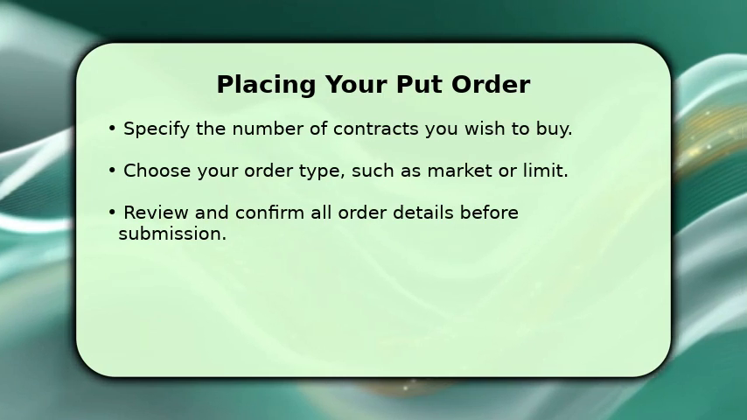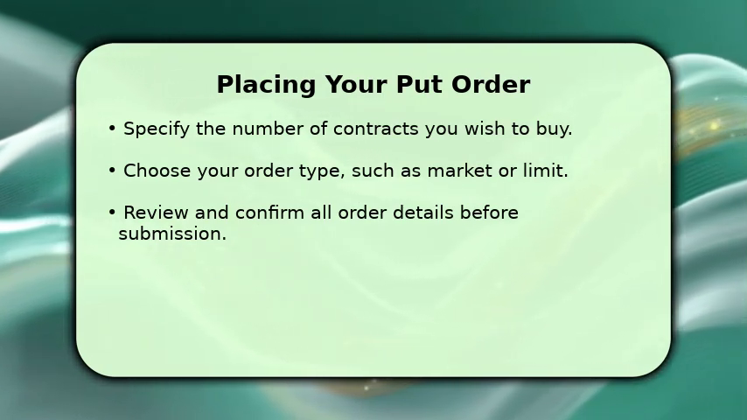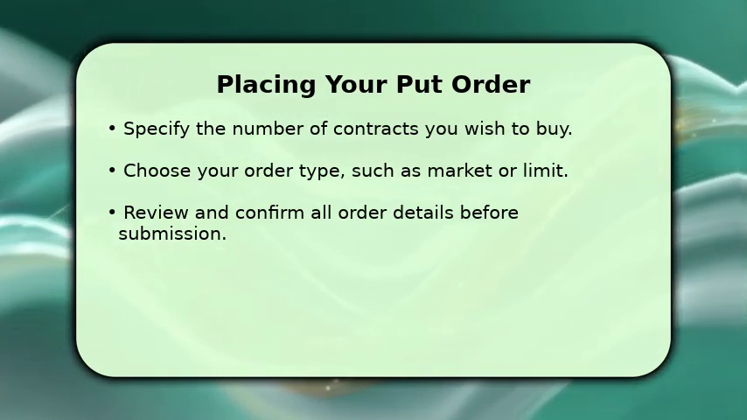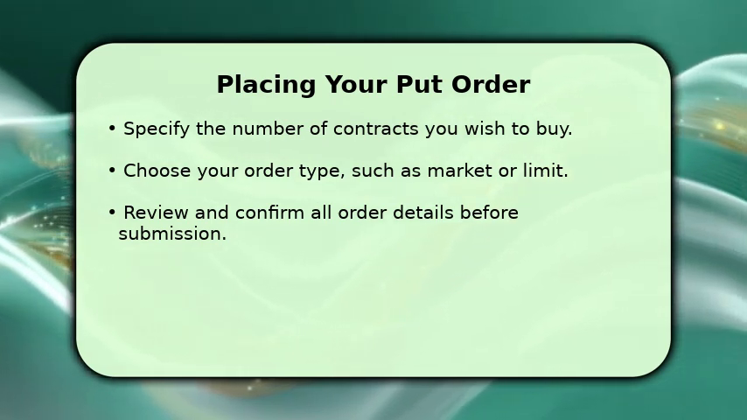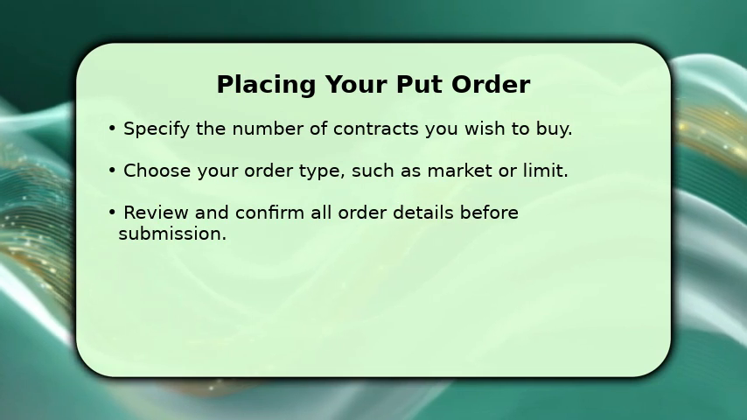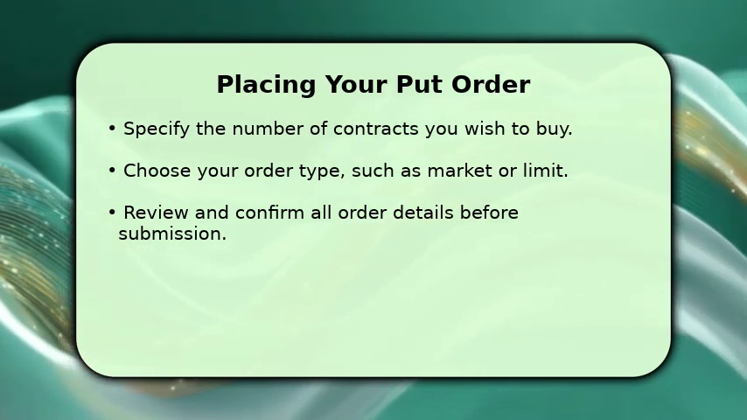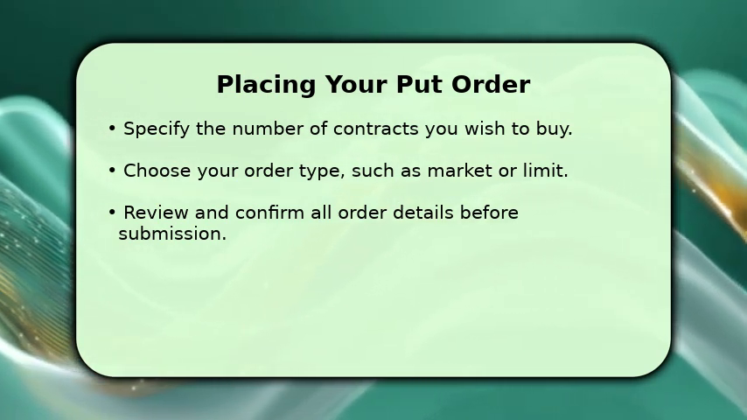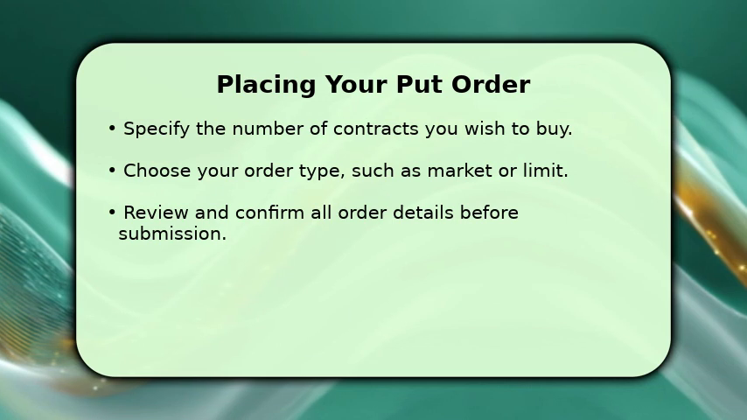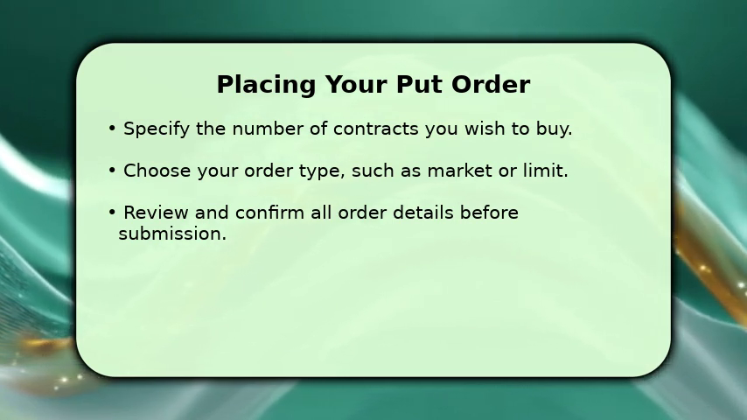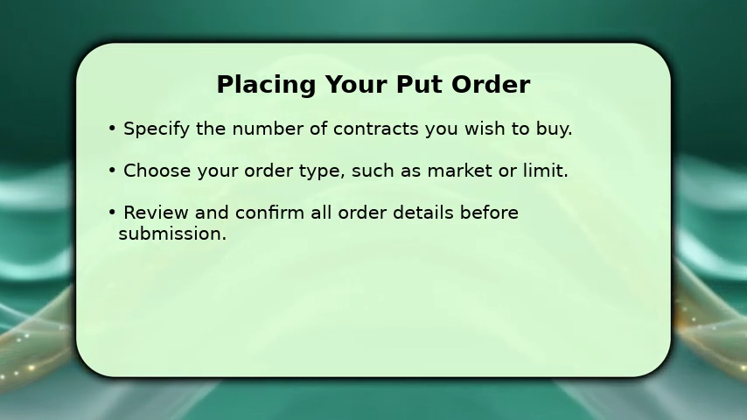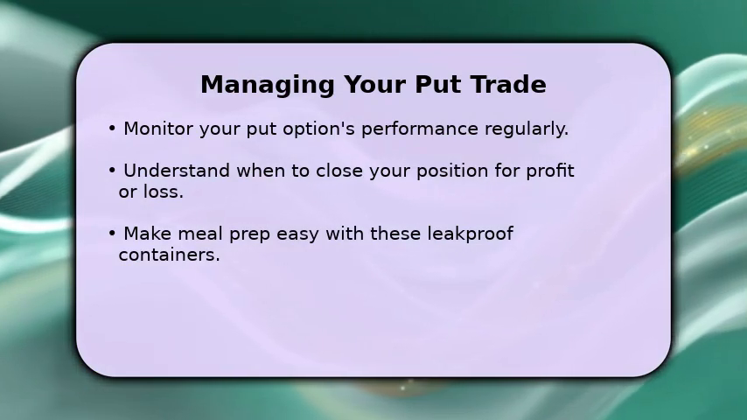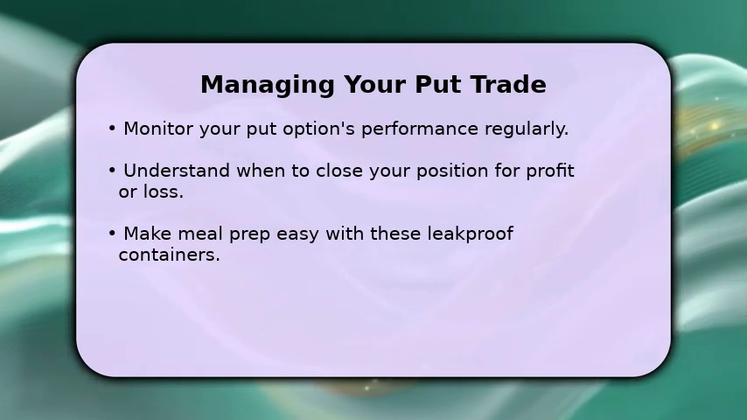After selecting your desired put option, click on the Ask Price to initiate an order. A new order entry window will appear. Here, you'll specify the number of contracts you want to buy. Each contract typically represents 100 shares of the underlying stock. Choose your order type, like a limit order for better price control, then review all details carefully before confirming your trade. Once your put option order is filled, it's crucial to monitor its performance.